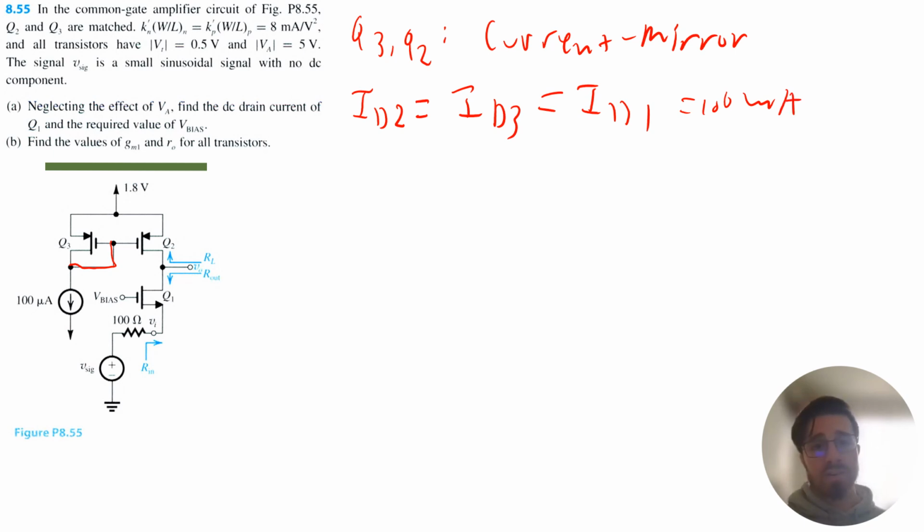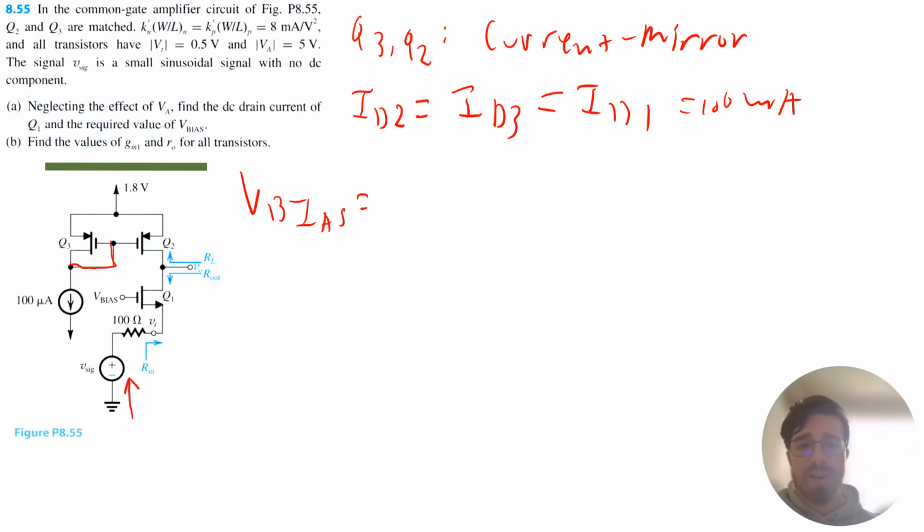The second part asks for the required value of V bias. Now this part's a little bit more tricky. How can we solve for V bias? Well, it would be helpful if we could put V bias in terms that we are more familiar with. So to do this, I want to start at the bottom of the circuit, down here. And our goal is to travel up to V bias using terms that we already know.